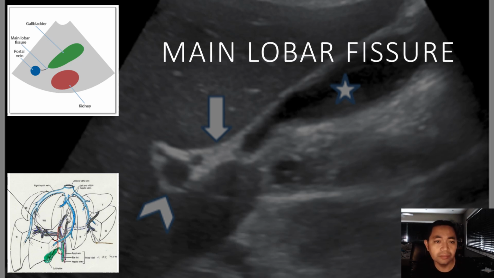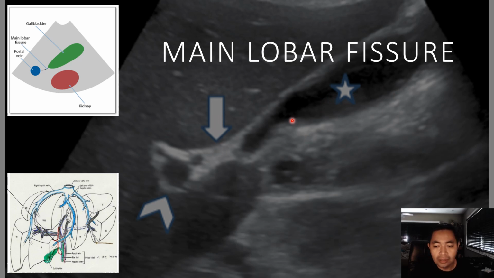Sonographic landmarks may be of use to locate the gallbladder. The most important of which for the gallbladder is the main lobar fissure. This is marked by the arrow over here. Now, this separates the functional right and left lobes of the liver and can be seen on ultrasound as a linear echogenic structure. It connects the right portal vein to the gallbladder neck. This is the most reliable landmark for locating the gallbladder.